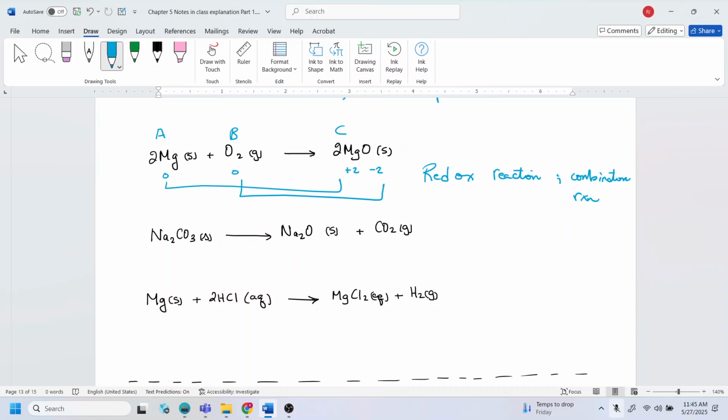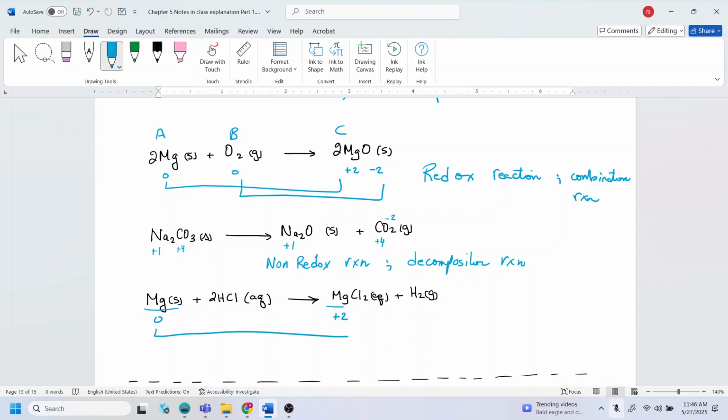We're going to figure out if it's redox or non-redox, do the charges. So sodium is going to be +1. It remained a +1. Carbon is going to be +4. It remained a +4 in there because oxygen is -2. So nothing is changing. So this one is going to be a non-redox reaction, and it is a decomposition reaction. And the last one is a single replacement reaction, and magnesium is 0, that is +2.